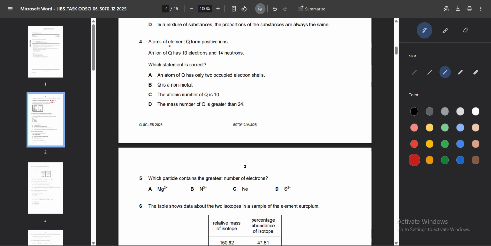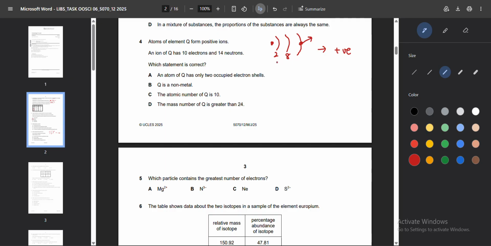Number 4 is that atoms of element Q form positive ions. An ion of Q has 10 electrons and 14 neutrons. Which statement is correct? Now this element Q, for example, if this is the nucleus, the first shell will have 2 electrons, the next one will have 8 electrons. This is an atom of Q, and if it forms a positive ion, the positive ions are formed by the loss of electrons. That means it must have 1 or 2 electrons in the third shell as well, which it will lose and it will change into a positive ion.